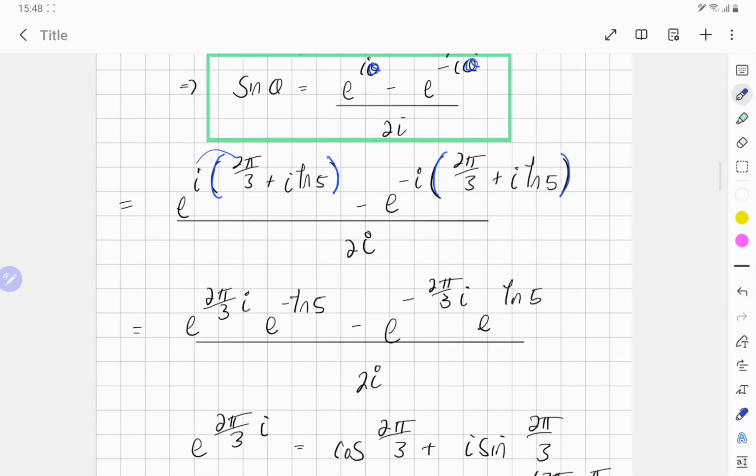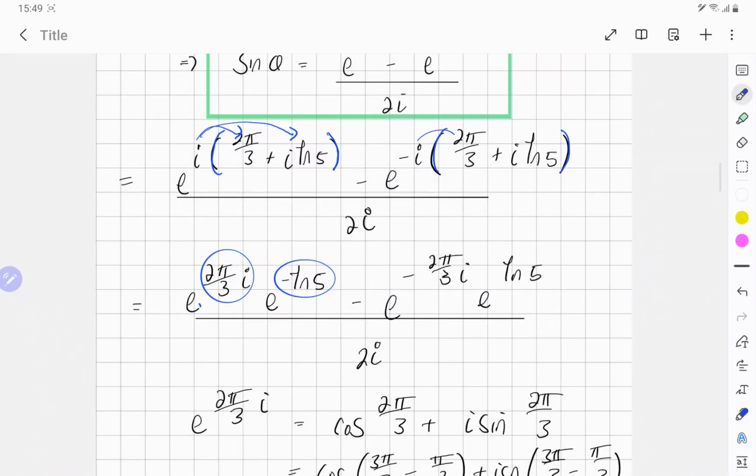Now we are going to distribute. So we get e to the 2 pi i over 3. And then if we distribute, i times i is i squared, which is negative 1. And then the same here, when we distribute, we get e to the minus 2 pi over 3 and e to the ln 5. Recall that i squared is negative 1, negative i squared is 1.